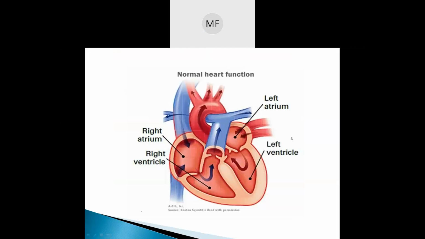Through the superior and inferior vena cava, the blood goes into the right atrium. As the blood enters the right ventricle, it goes through the tricuspid valve. The right ventricle pumps blood through the pulmonary valve. Then the right and left pulmonary arteries carry the blood away from the heart to the lungs for oxygen. As it goes from the left atrium to the left ventricle, blood passes through the bicuspid valve.